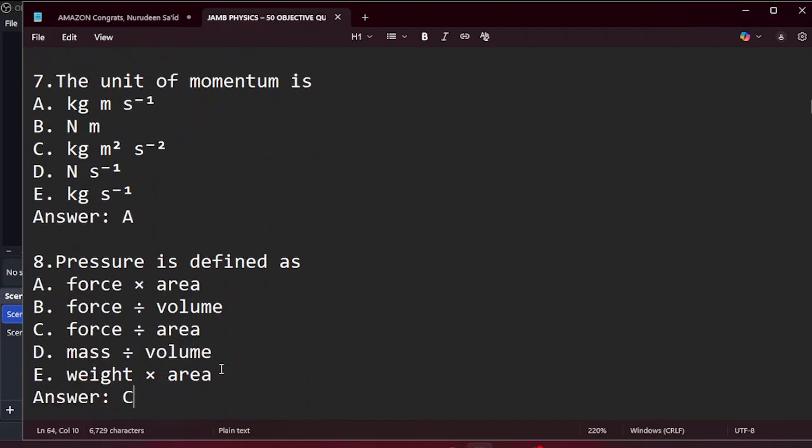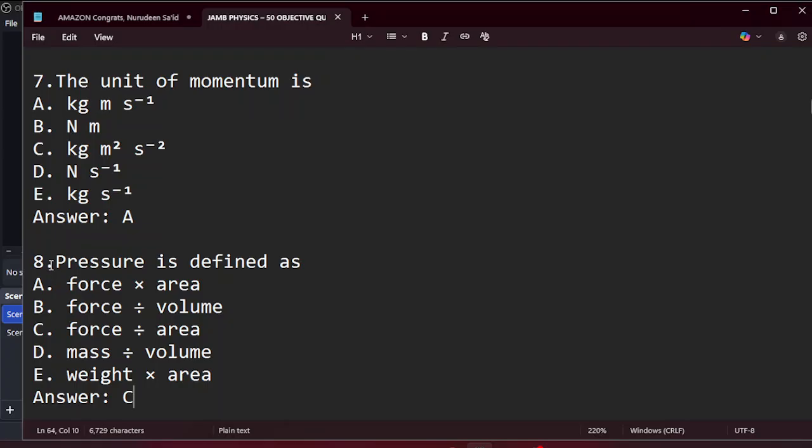Question number 7. The unit of momentum is A. Kilograms meter per second. B. Newton meter. C. Kilograms meter square per second square. D. Newton per second. E. Kilograms per second. The answer is A, which is kilogram meter per second.